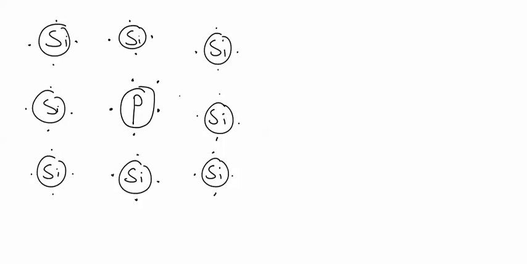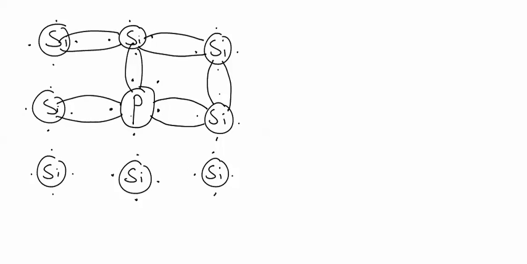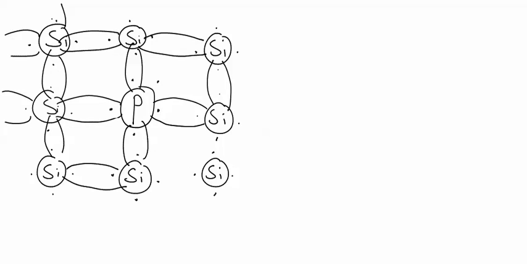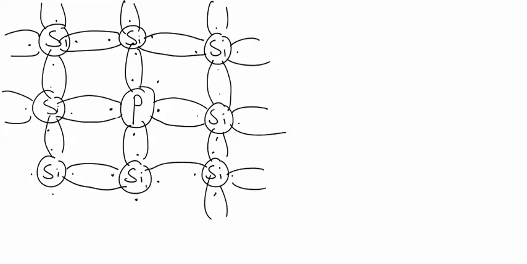Out of these 5 valence electrons of phosphorus, 4 electrons will be shared by adjacently placed 4 silicon atoms, and the bond structure of silicon material with phosphorus as an impurity will look like this. 4 of the valence electrons of phosphorus will be shared by adjacently placed 4 silicon atom, while one electron, this electron, will remain unshared in phosphorus.